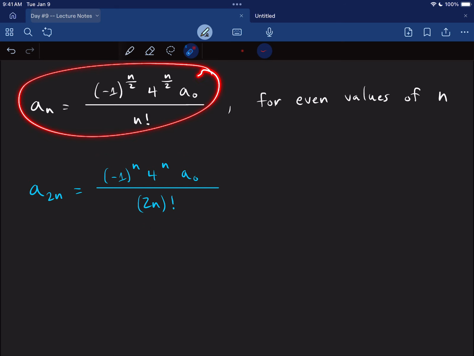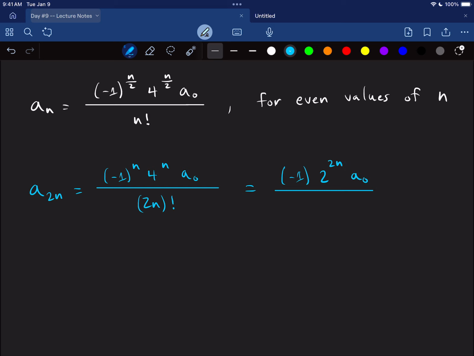I'm going to do one thing. This, again, is maybe not obvious, but I am going to rewrite that 4 as a 2 squared so that I have 2 to the 2n. There is reason for that. We will see that in a bit. Wonderful.